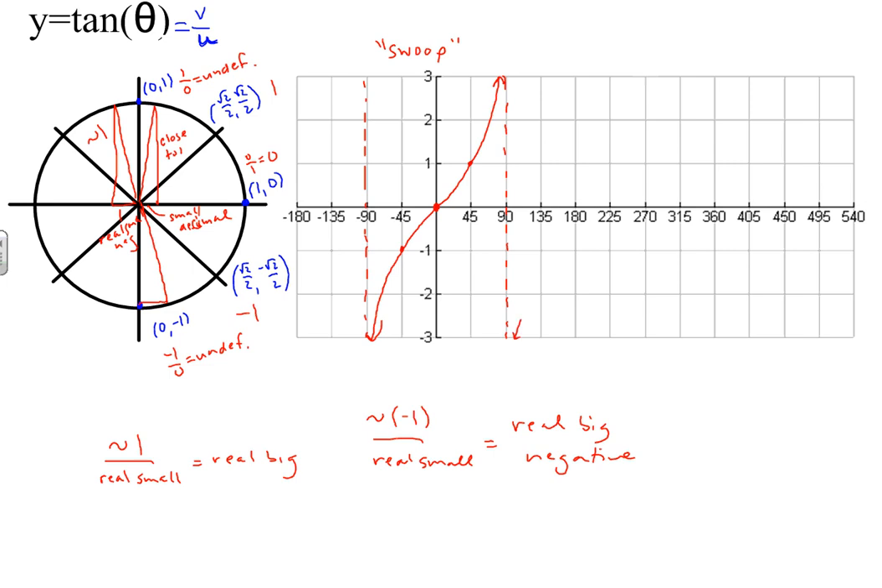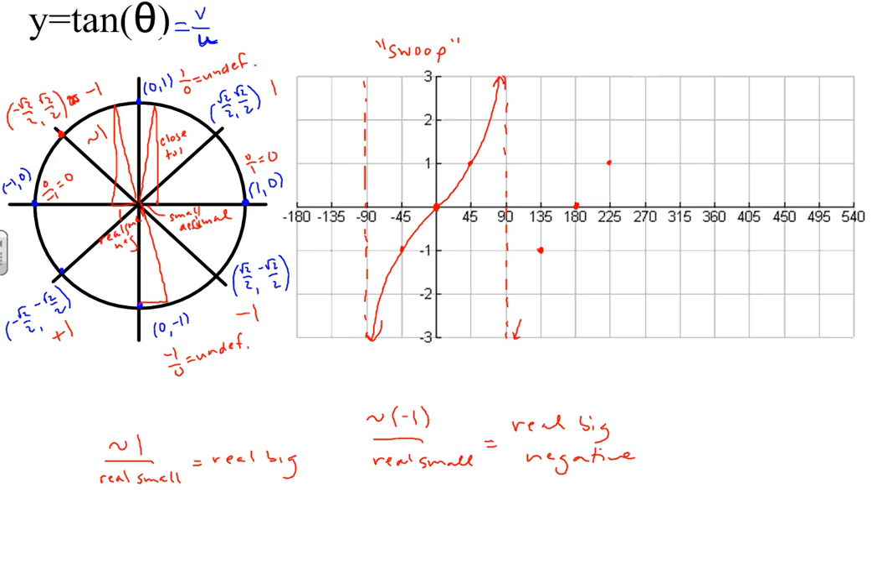And then at 135 degrees, the coordinates of my point are negative root 2 over 2, root 2 over 2. When I divide those, I get negative 1. So at 135 degrees, tangent is equal to negative 1. At 180, the coordinates of the point are negative 1, 0. 0 divided by negative 1 is equal to 0. At 225, the coordinates are negative root 2 over 2, negative root 2 over 2, and a negative divided by a negative is a positive, so the v over u ratio is plus 1.